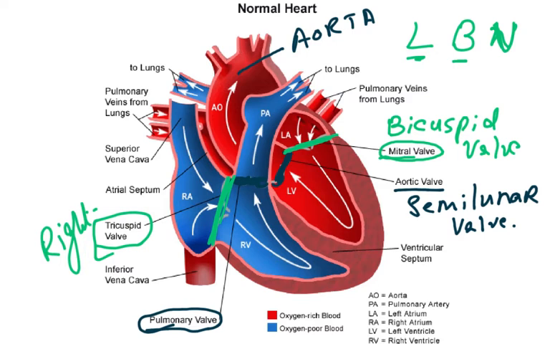And the semilunar valves at the base of the aorta and the pulmonary artery. So it is only from the major two arteries which are leaving the heart. Pulmonary artery and the aorta are the two major arteries which are leaving the heart. The semilunar valves are at the base of those arteries.